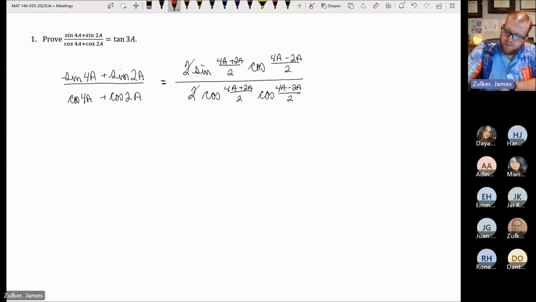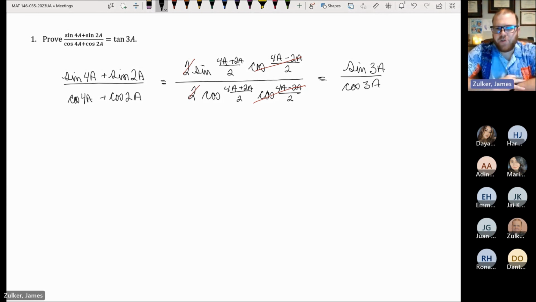Now if we notice, this and this are the same, right? So that becomes 1. Right, 4a plus 2a, 6a over 2. Left with sine of 3a over cosine of 3a. And that is just tangent of 3a.